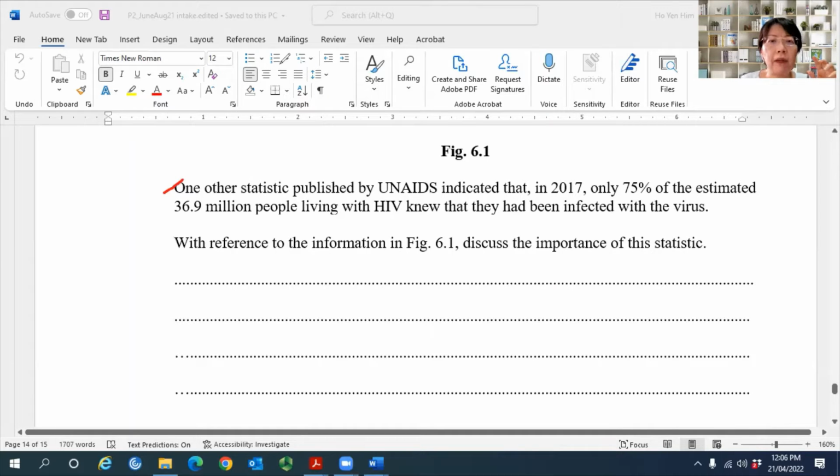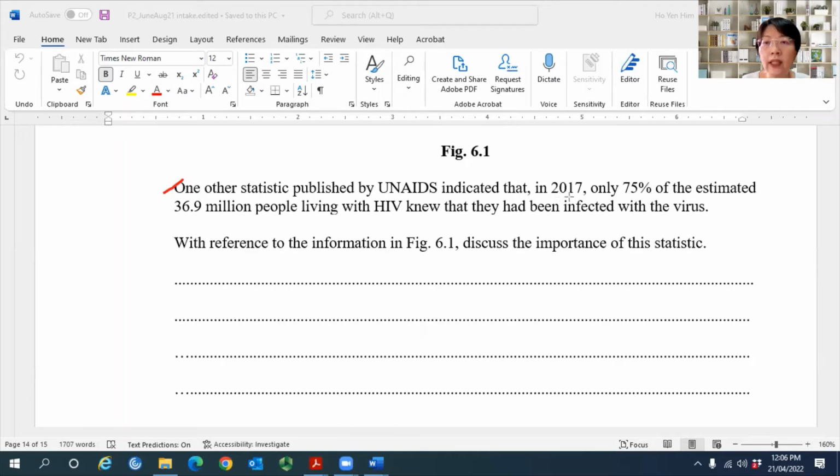One other statistic published by UNAIDS in 2017 stated only 75% of the estimated 36.9 million people living with HIV know that they had been infected. So they know they are infected by HIV. So that means out of the total of the data that is given, only 75% of them know that they are infected, right? So therefore, how many percent do not know? Daniel, how many percent do not know they are infected? Daniel?